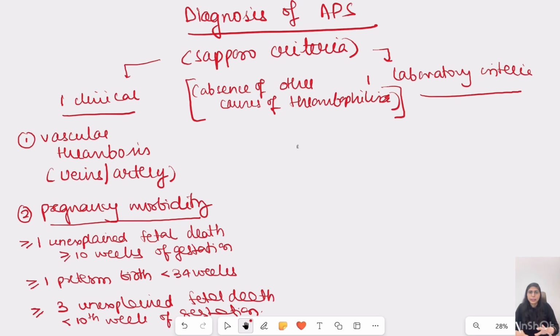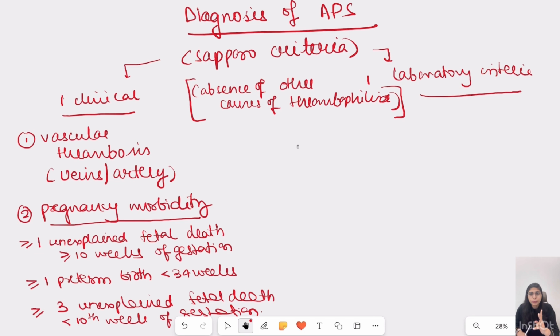At least one. So, at least 3 unexplained fetal loss prior to 10 weeks of gestation, at least 1 unexplained fetal loss after 10 weeks of gestation, or at least 1 preterm birth prior to 34 weeks of gestation. Either of these 3 fulfills the pregnancy morbidity criteria. So, one of the clinical criteria is again fulfilled. So, if the patient is having CVT, the patient does not need to have a bad OBS history to fulfill as APS. A patient having a bad OBS history like this one, fulfilling these 3 things, also fits into the one of the clinical criteria.